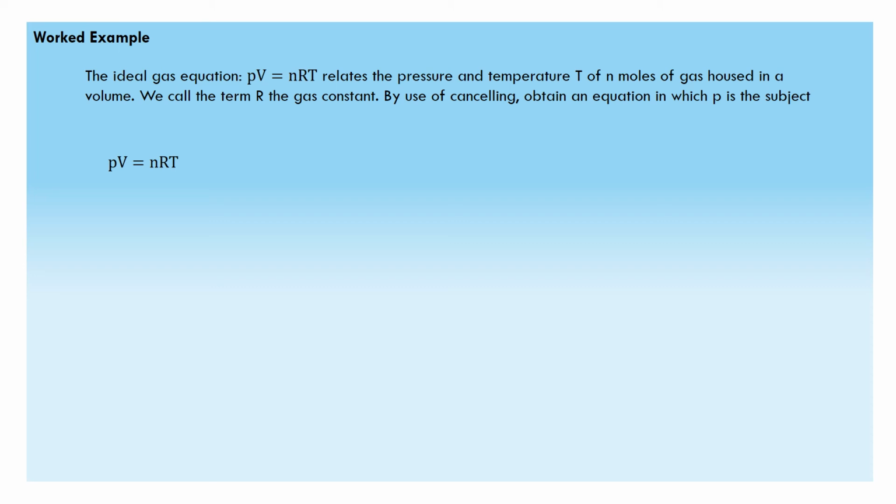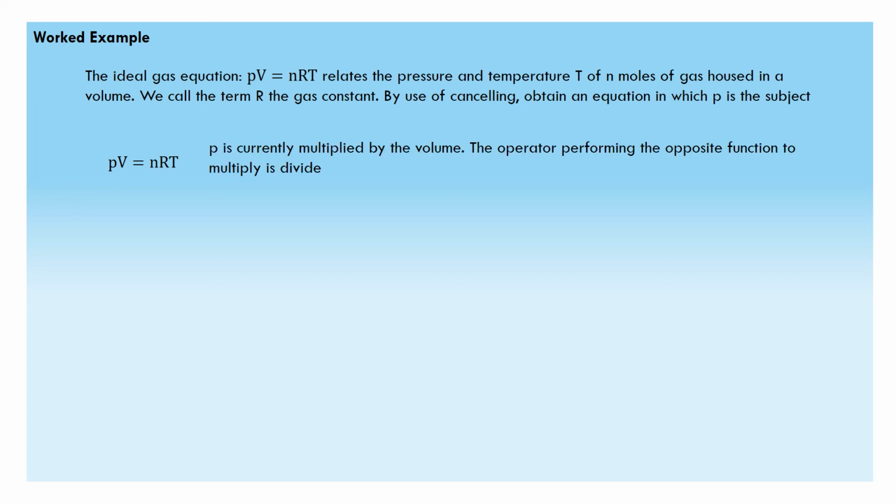So let's have a look at this example. The ideal gas equation, PV equals nRT. This relates pressure and temperature of n moles of gas housed in a volume V. And we call this R term here the gas constant. Again, you'll study this in physical chemistry. So by use of cancelling, obtain an equation in which P is the subject. So we look at that equation and we see that P is currently multiplied by the volume V.